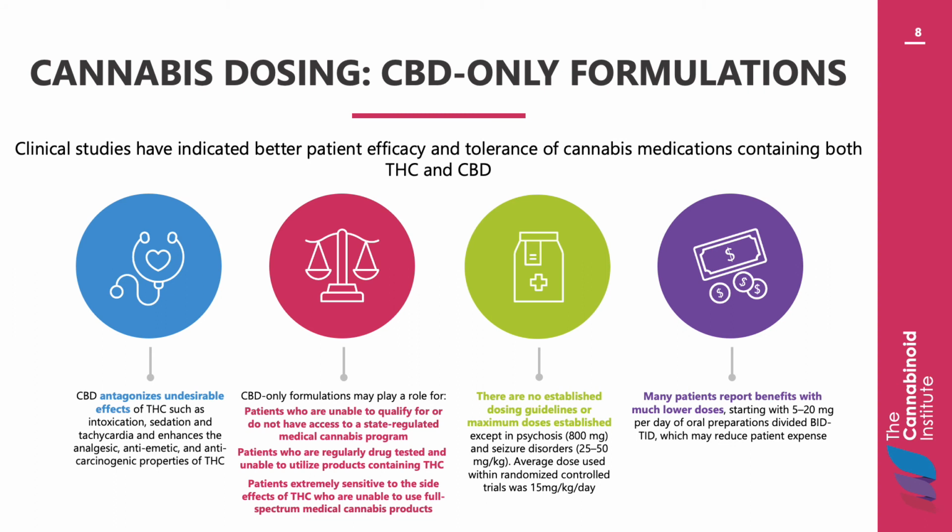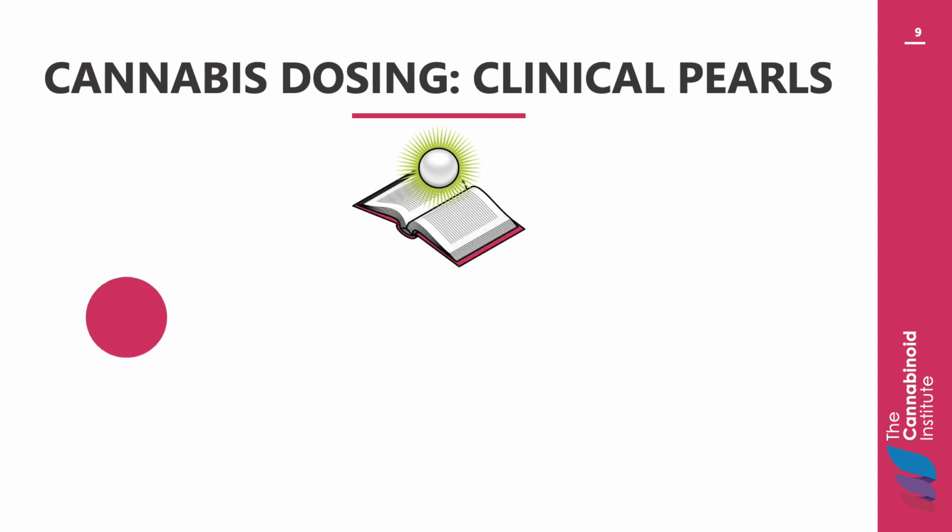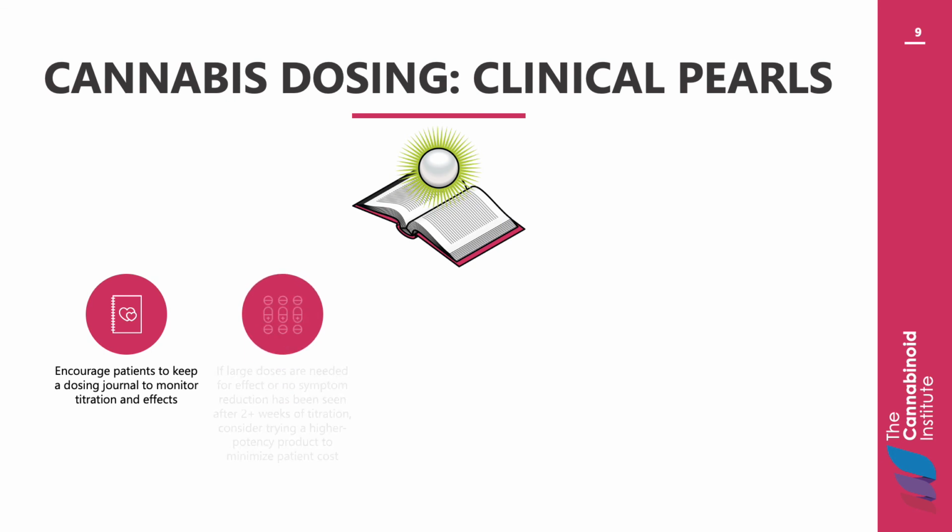Dosing with CBD-only formulations may require significant trial and error in order to find a dose that works for the patient's symptomology. When beginning a cannabis dosing regimen, encourage patients to keep a dosing journal to monitor titration and the effects of each dose increase. If large doses are needed for effect or no symptom reduction has been seen after 2 or more weeks of titration, consider trying a higher potency product to minimize patient cost and improve outcomes.